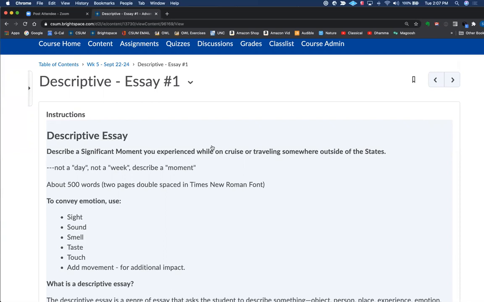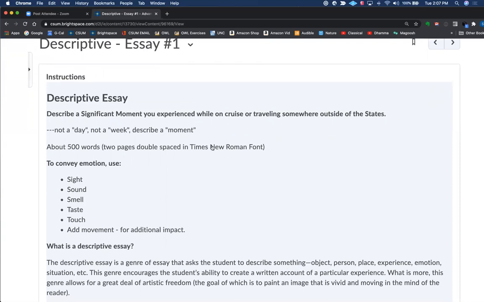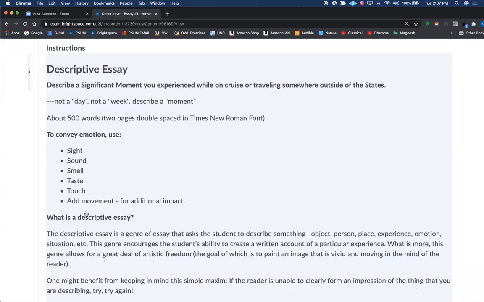Excellent. Descriptive essay number 1. The focus of this one is to really focus on word choice, language. Now, I come from a creative writing background. A lot of my training is in that workshop format where we discuss a lot of this. To convey emotion, you use your 5 senses. You use your sight, your sound, smells, taste, and touch. And then kind of a creative writer's approach to this is add movement to any of those, anything that works.